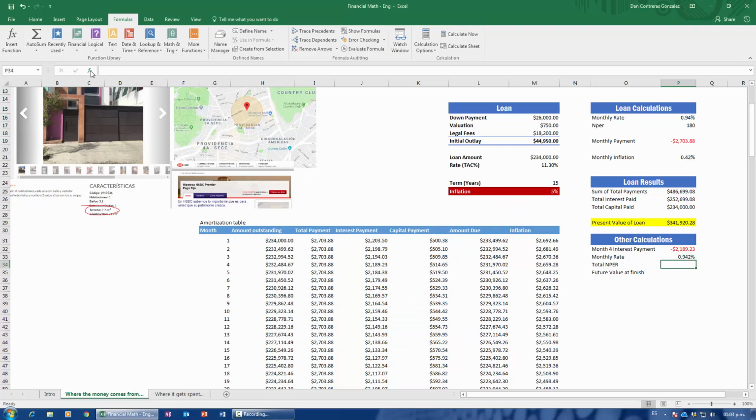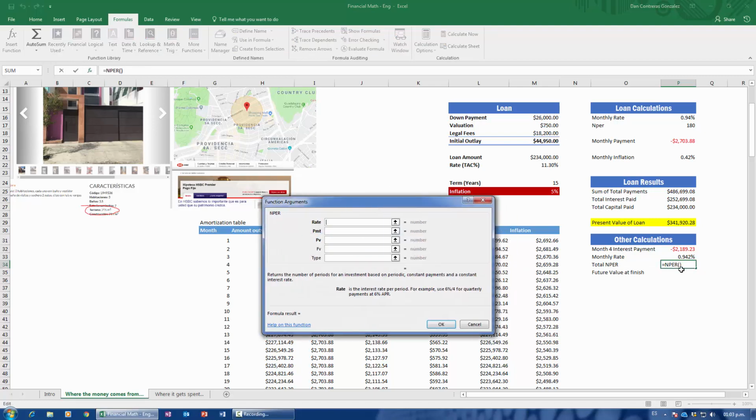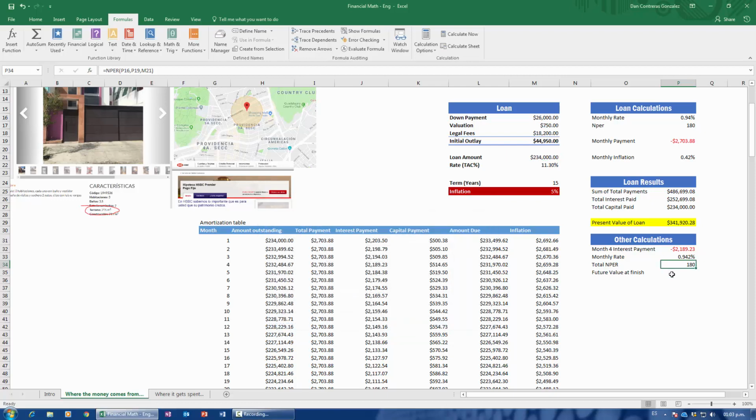And this also applies for number of periods. I just use the NPER formula, which is number of periods, and you'll notice it's going to be asking me for everything else that I already have except NPER. So we have the rate, we have the payment, we have the present value, and that gets us to 180, all right? 180 periods.